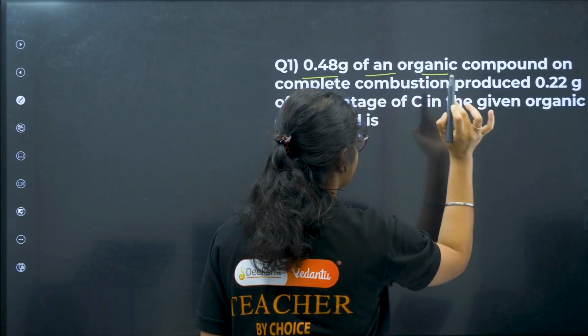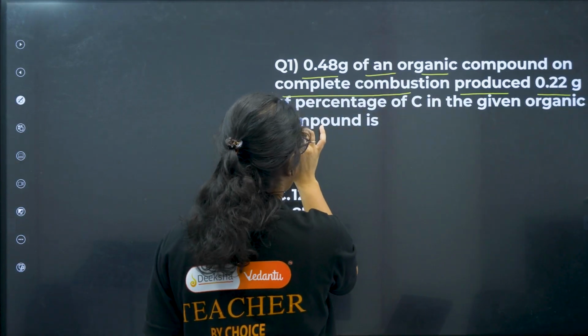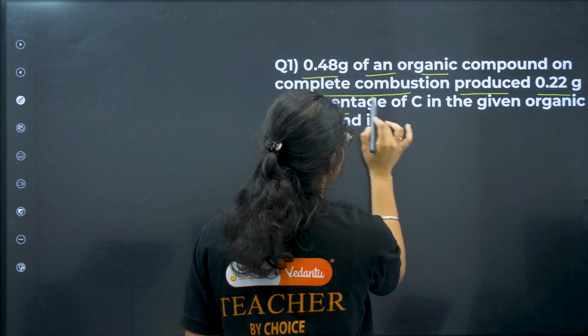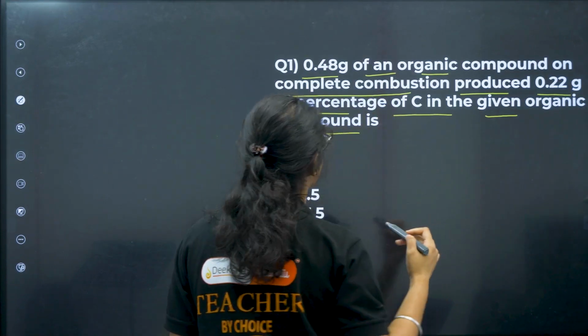0.48 gram of an organic compound on complete combustion produces 0.22 gram of carbon dioxide. The percentage of carbon in the given organic compound is?